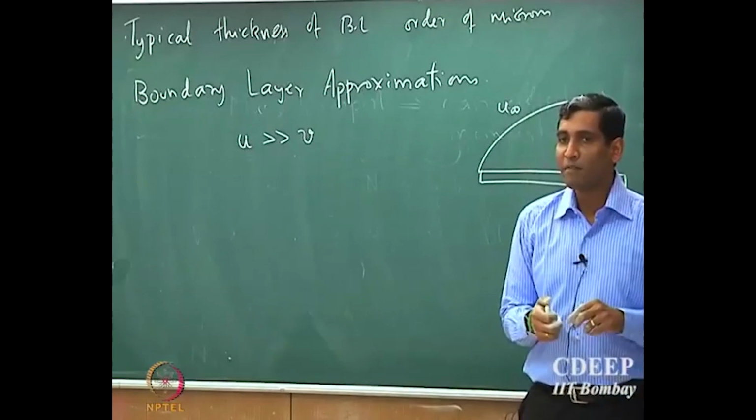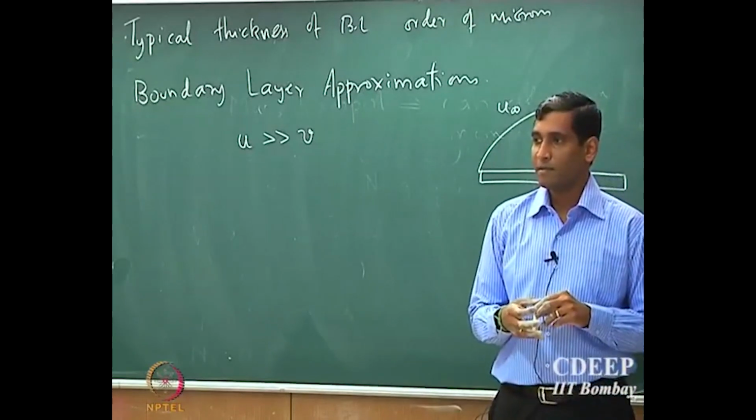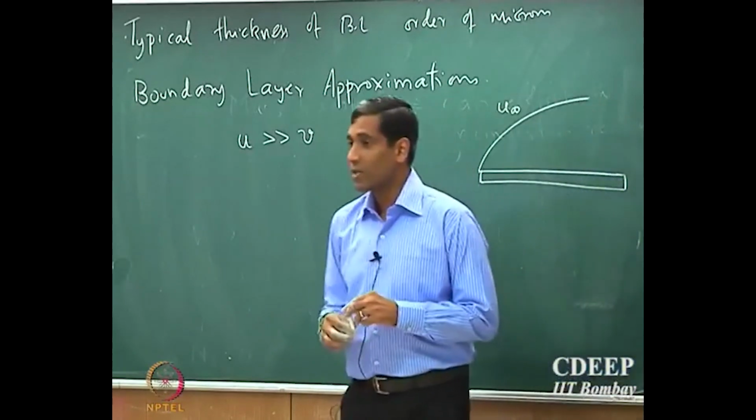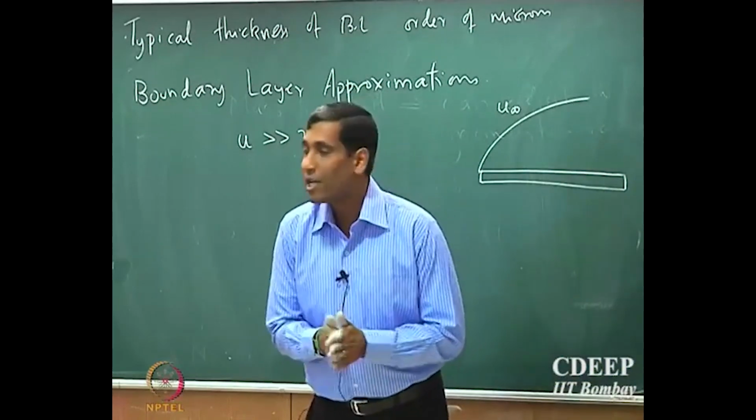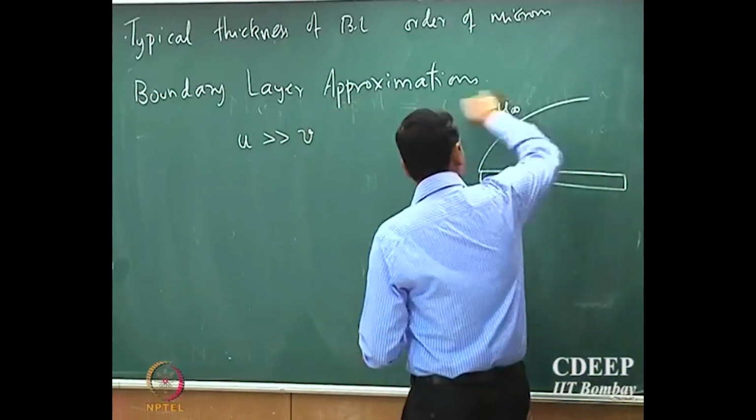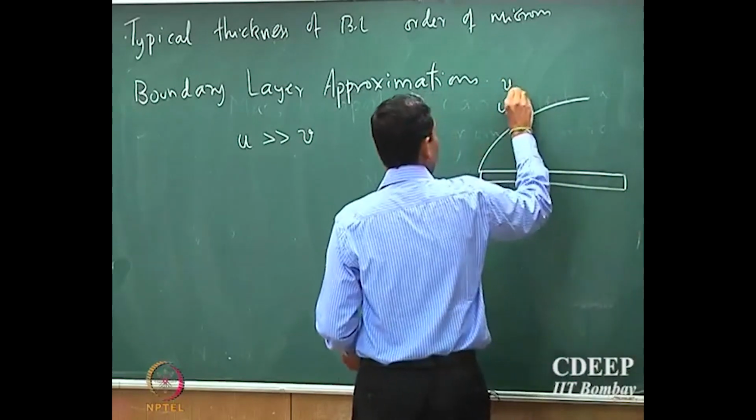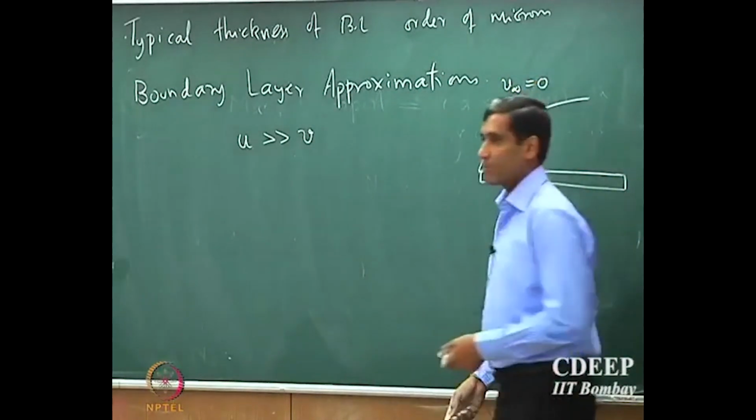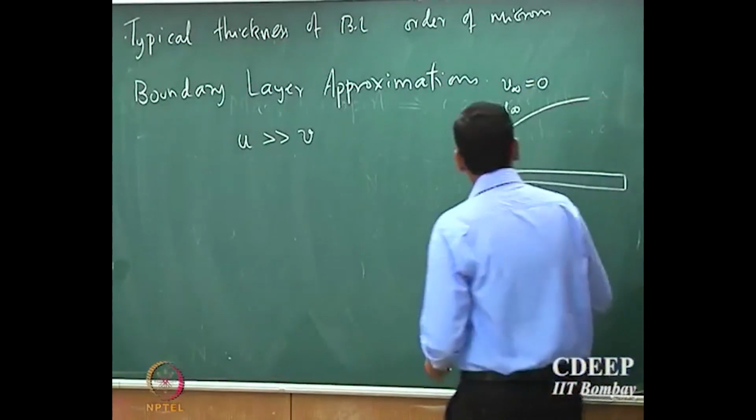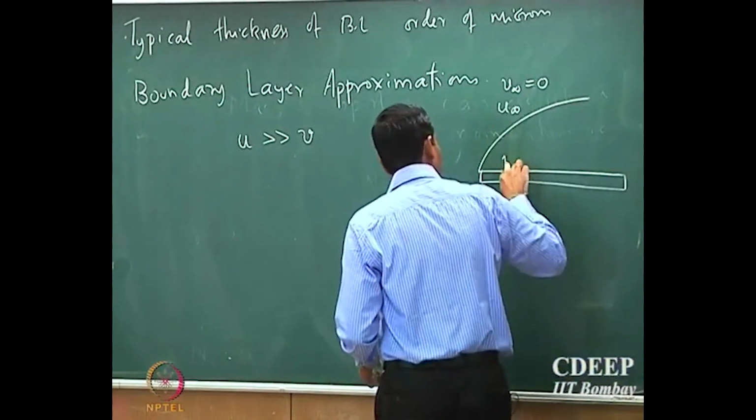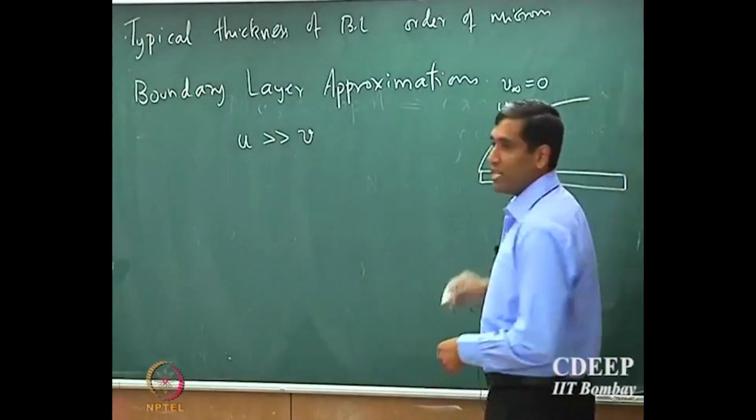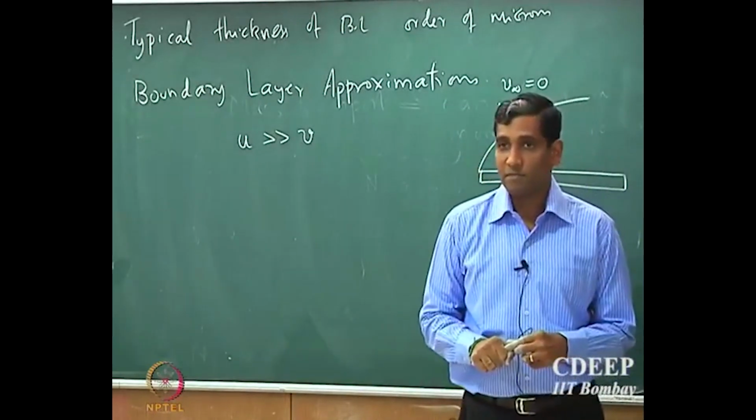What about the y component velocity? It will be 0 because most of the fluid is actually moving in the x direction. So the v infinity is actually 0 here. So the y component velocity is really present only inside the boundary layer.